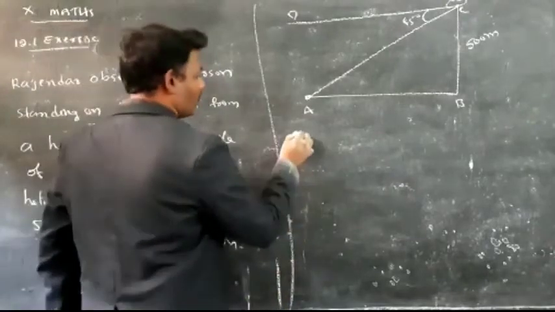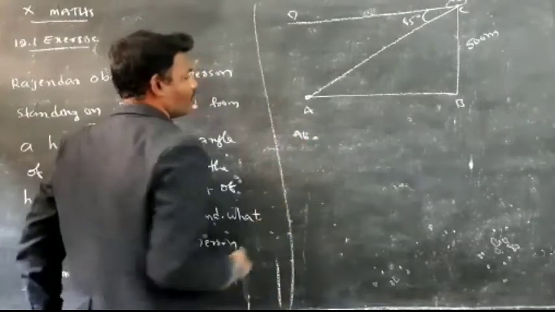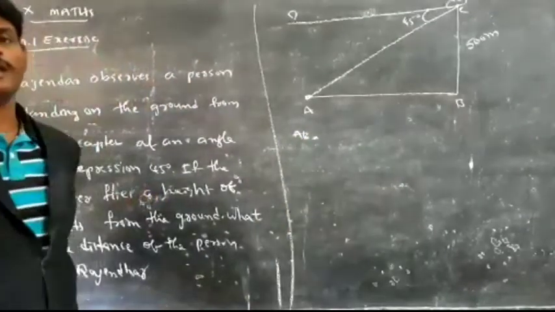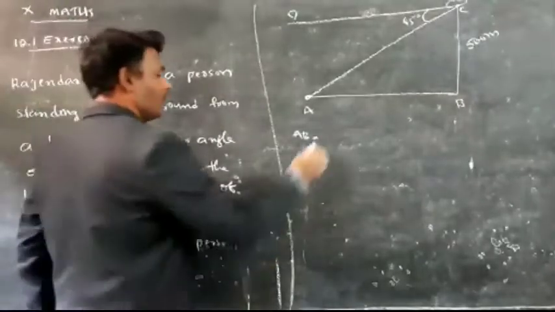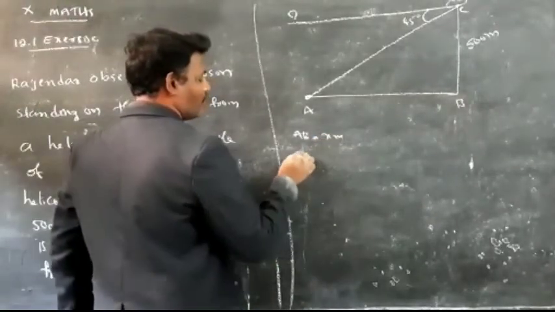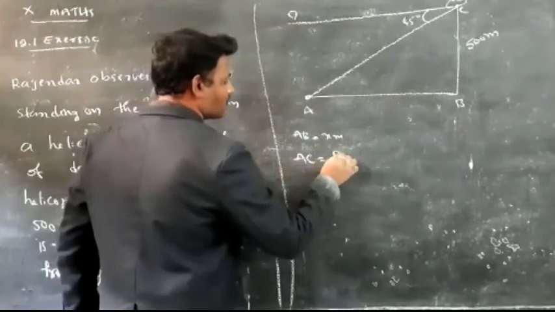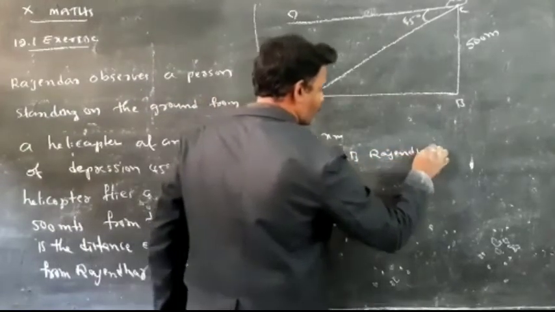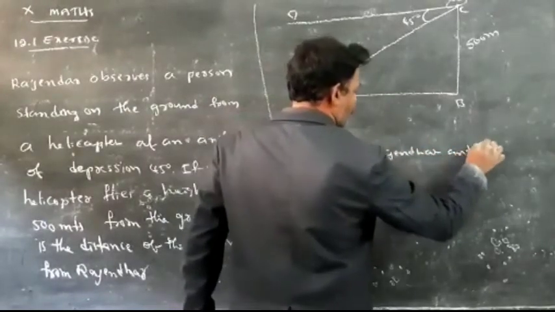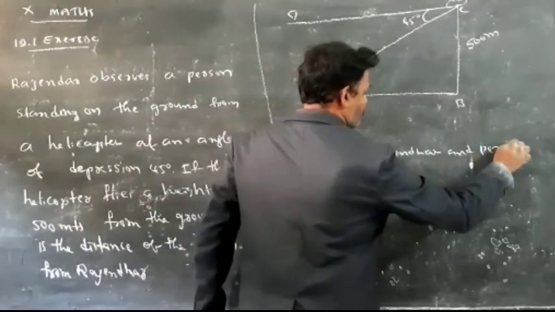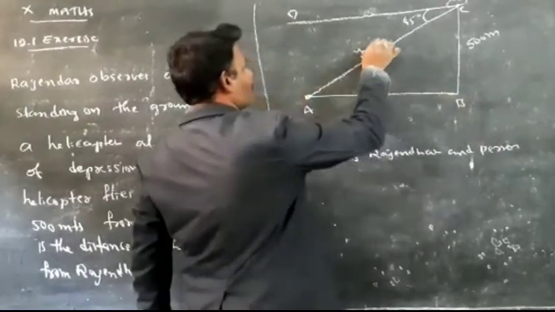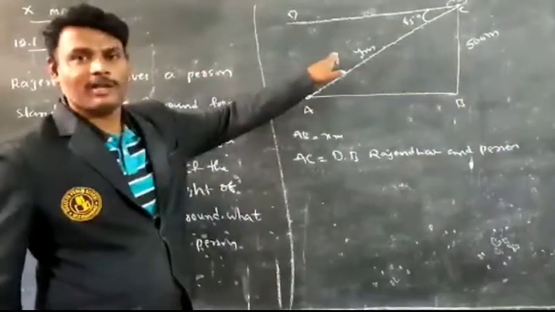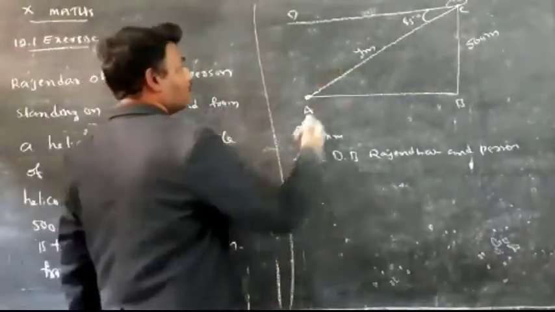See here, AB is equal, I don't know the distance between A and B. Let that be X meters. What is the meaning of AC? Distance between Rajendra and person. Let this be 500 meters. Now I need to find the value of y.